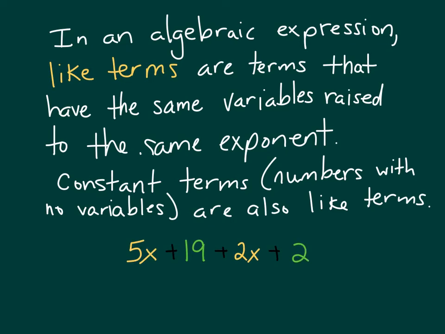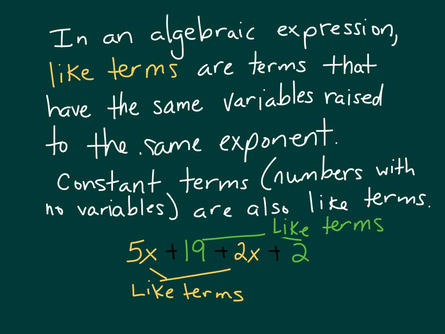If you have this as your example, 5x plus 19 plus 2x plus 2, then you could say the 5x and the 2x are considered like terms because they both have the variable x attached to them. And then you could say the 19 and the 2 are also like terms with each other. They're not like terms to the variables because these ones don't have an x attached to them. So they're like terms with each other. And the next example we're going to work with, you're going to be remembering and learning how to combine like terms.